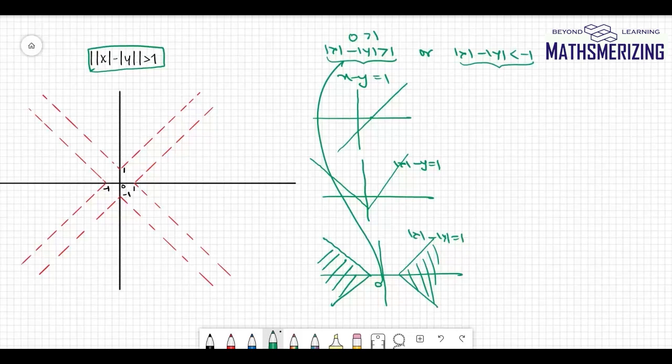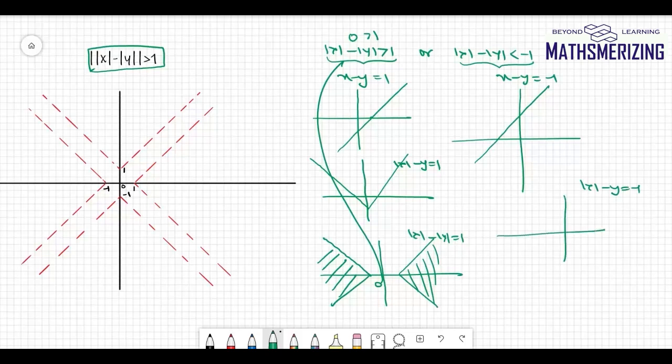Now I'll come to the next one, which is x minus y equals minus 1. When x is 0, y is 1, and when y is 0, x is minus 1. I'll take the transformation of mod x. And then I'll take the transformation of mod y.